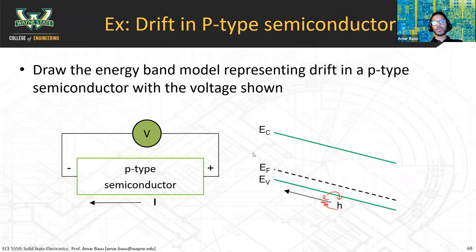All right, so we'll talk more about these holes and electrons moving in the energy bands as we get to the diode chapter, but I just want to introduce the concept of drift in an N-type and P-type semiconductor now so that it makes more sense later.